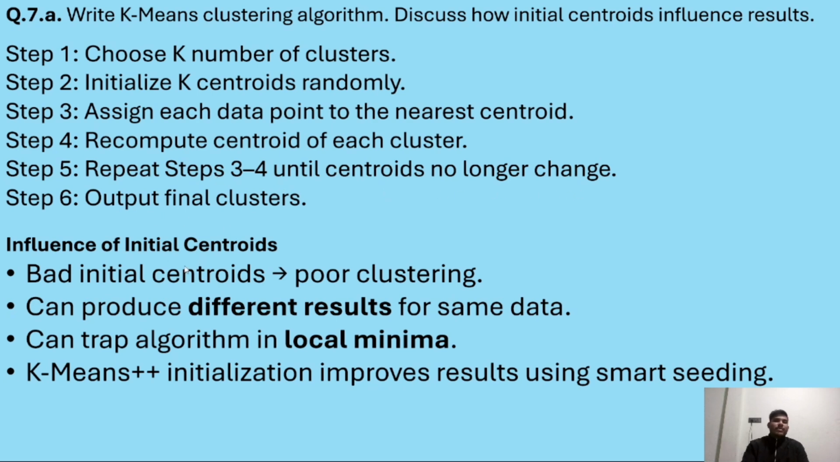Influence of initial centroids: bad initial centroids lead to poor clustering, can produce different results for the same data, and can trap the algorithm in local minima. K means plus plus initialization improves results using smart seeding.